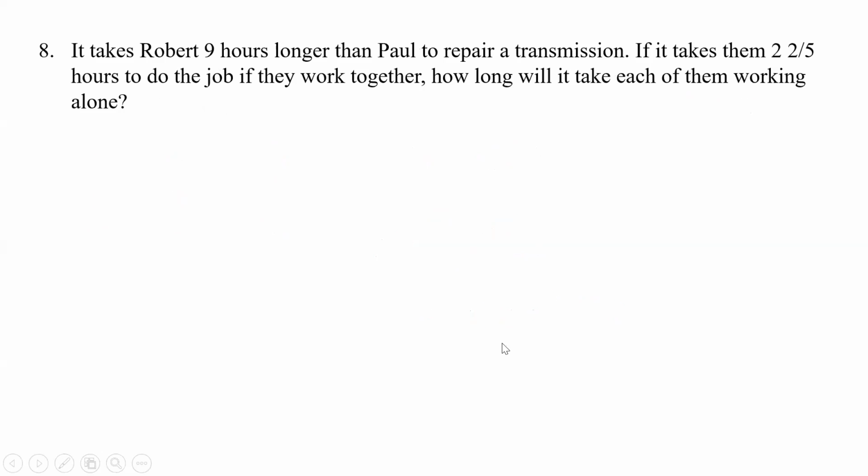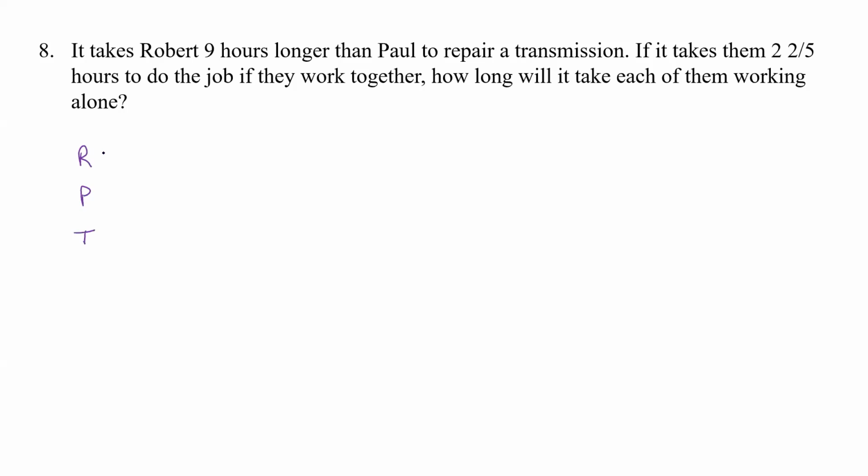All right. Here we've got Robert takes 9 hours longer than Paul to repair a transmission. If it takes them 2 2/5 hours to do the job if they work together, how long will it take each of them working alone? All right, so we've got Robert, and we'll call that R. Paul is going to be P, and then together.